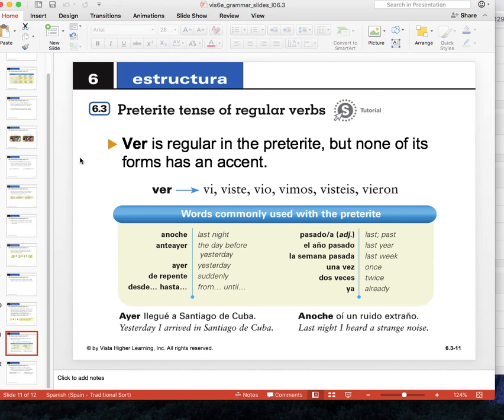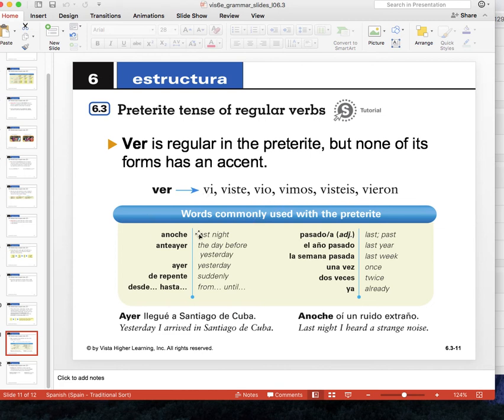Ver is also considered an irregular verb in the preterit, but it's regular in the preterit, and none of the forms have accent marks. So note here, ver, you say vi, viste, vio, vimos, vieron, right? No accents in any of those, okay?